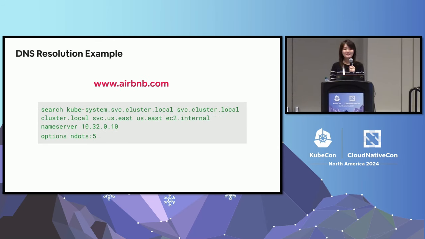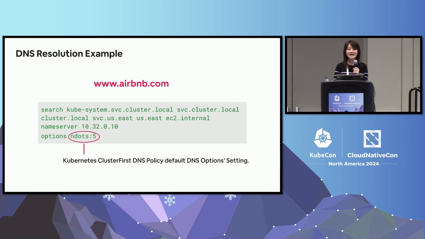Interesting story: ndots:5 is the Kubernetes cluster-first DNS policy default DNS option setting, which makes the domain name append all the search domains in the search path before finally sending out the query as it is. The client is still able to get the correct response, but the client-side DNS request latency is not optimized. Not good.